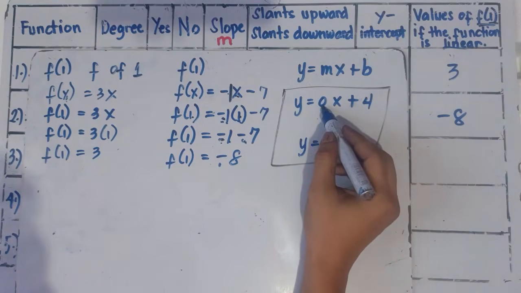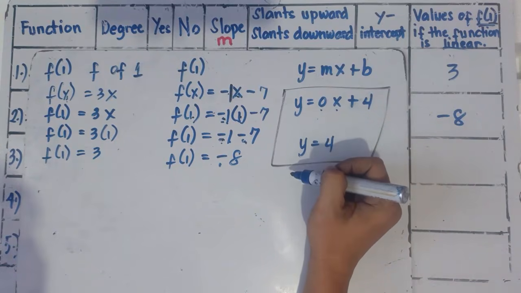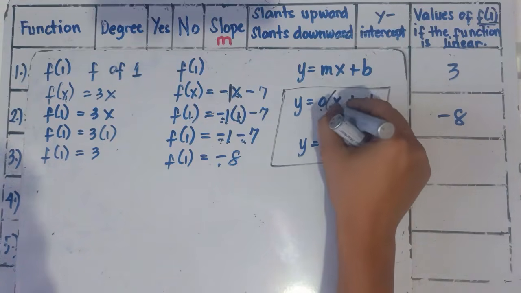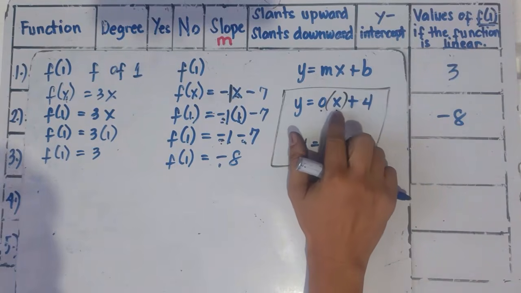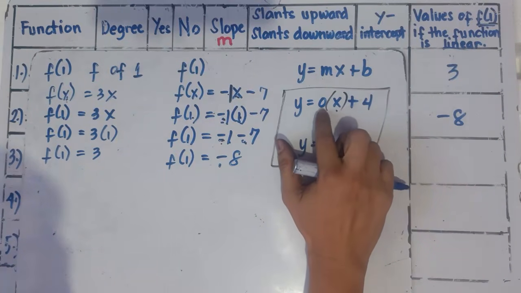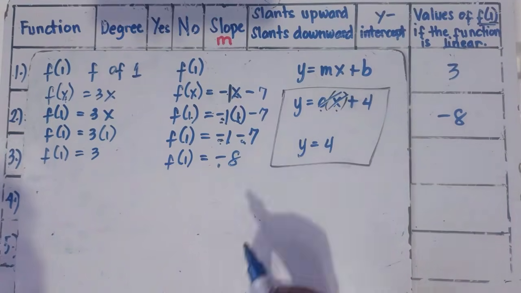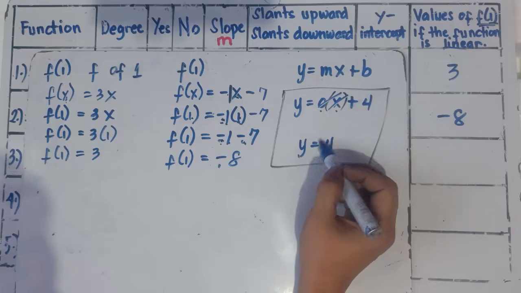Because if you multiply 0 and x, what's the answer, class? 0 times x. That's correct, that would be 0, right? You can just simply cancel that out. Once again, class, if the number and the variable are close to each other, it means multiplication. Now when you multiply 0 times x, you can just simply cancel that out. So therefore, y equals 0x plus 4 is just the same as y equals 4.